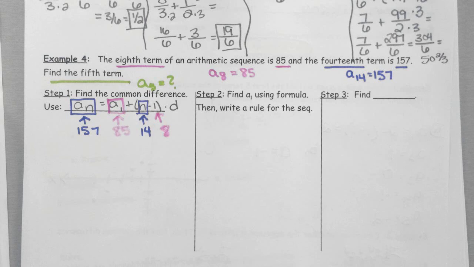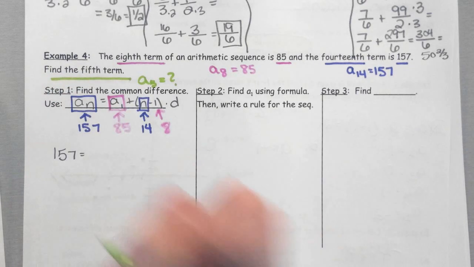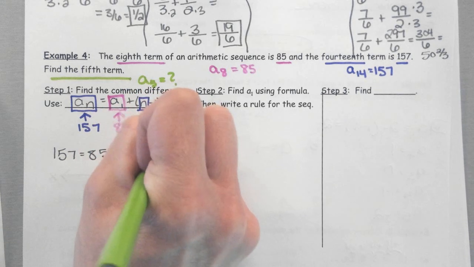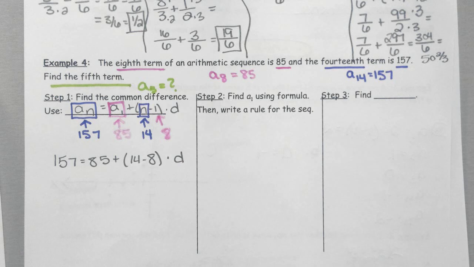Alright. Do you see how now I've plugged in everything except for the d value? Okay. So I plugged everything in, and because I only have one thing left, I can solve for it. So let's go ahead and rewrite our equation with all the other things. 157 equals 85 plus 14 minus 8 times the constant difference. So we kind of adapted our equation to work for what we had. We didn't have a1, so we adapted it to work for the terms that we had.